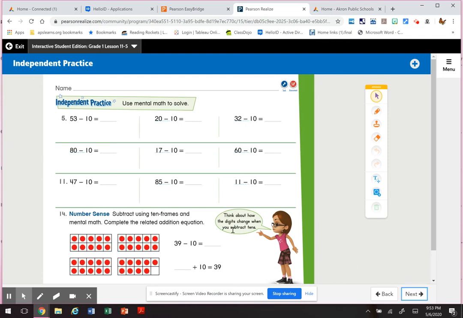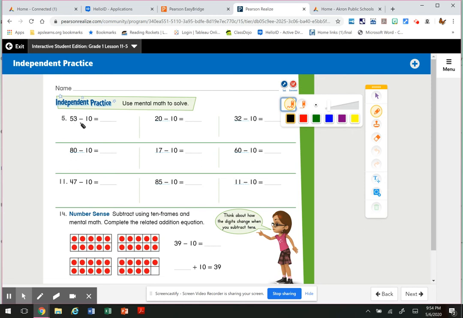Okay, so I want you on a scrap piece of paper, or you can do this using this pen in your independent practice. But let's look at this together. You can write this down on paper, it will be the quickest way. And I want you to do 53 minus 10. We're going to do this first one just to get you going.